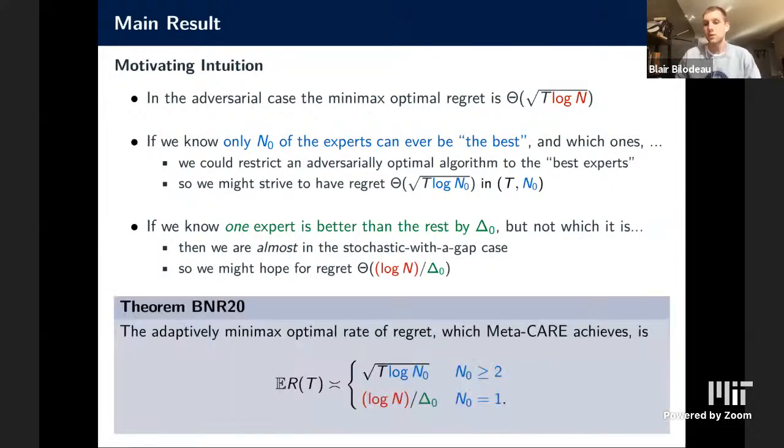And it turns out this is exactly the case. So we prove that the adaptively minimax optimal rate of regret, in the case where there is only kind of one good expert, this n0 is equal to 1, you get constant in T regret, so we get this log n over delta 0.